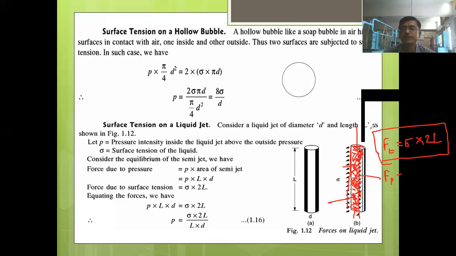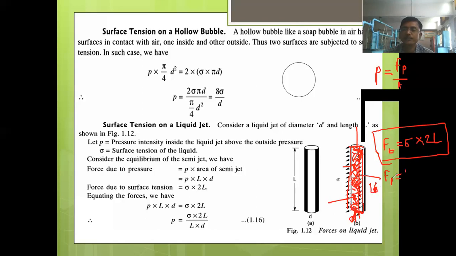Then what will be its magnitude? Pressure intensity is nothing but pressure force per unit area. Now what is the area? Area is nothing but the area of this rectangle. And what is the formula for the area of a rectangle? See here, this is d, that is the diameter, and this length is equal to d. So the area of the rectangle will be L into d.